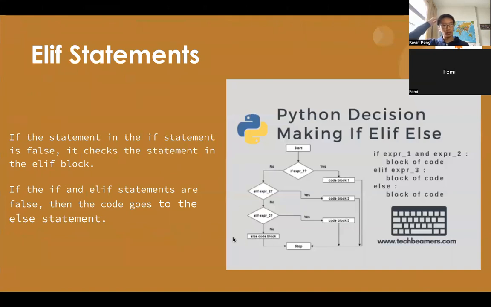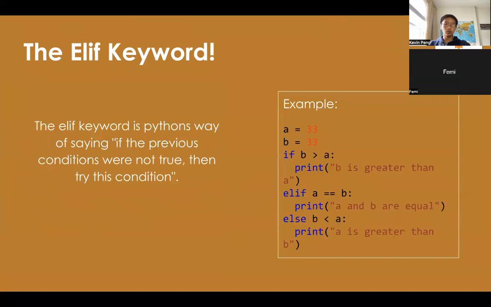If the statement in an if statement is false, it checks the next statement in the elif block. If they're both false, it just keeps going until you find something true or the if elif block ends. Here's an example of how it's written in Python. Here b is not more than a, so it continues on to the elif, and then it'll print a and b are equal. It's just going to ignore the else because it's already gone into the elif.